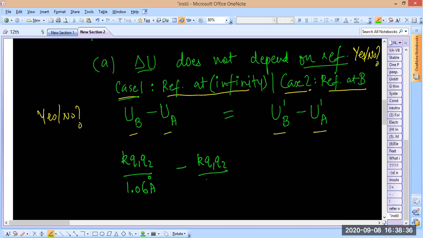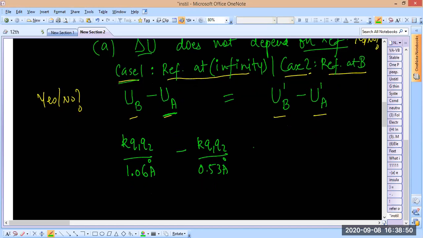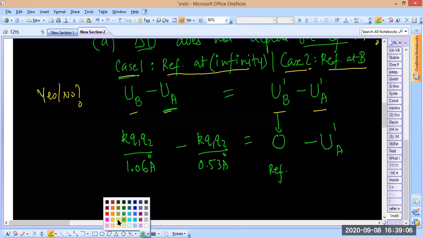This we have already found, by the way. We have already found UA, correct? And UB dash is equal to 0, the reference. Right? Is this step clear? I want to know, people.